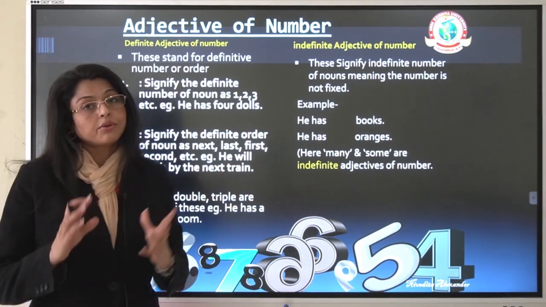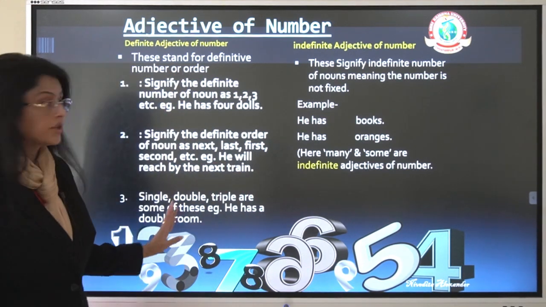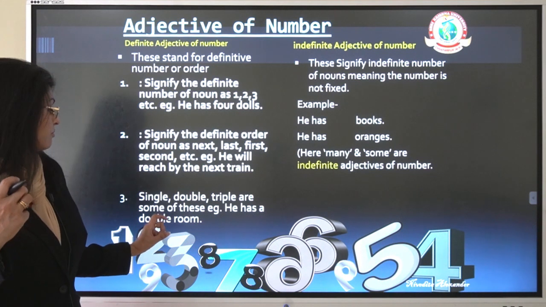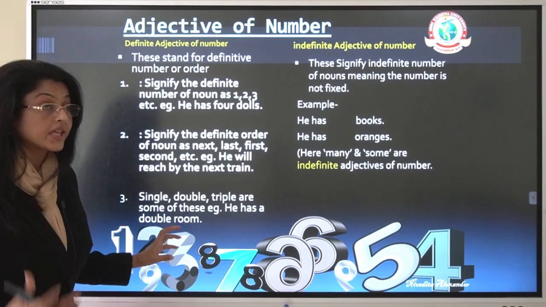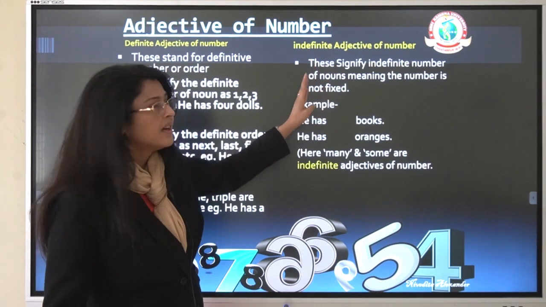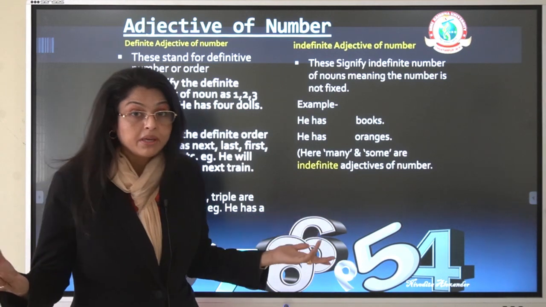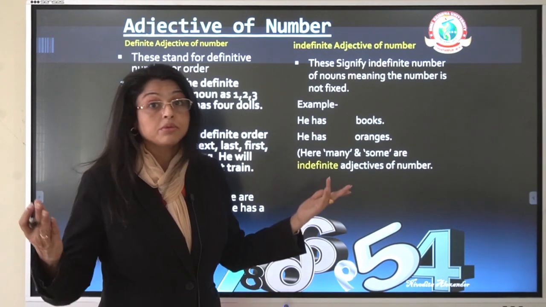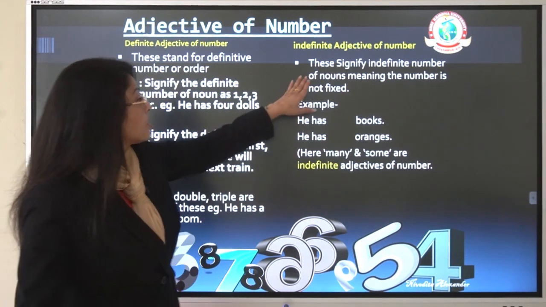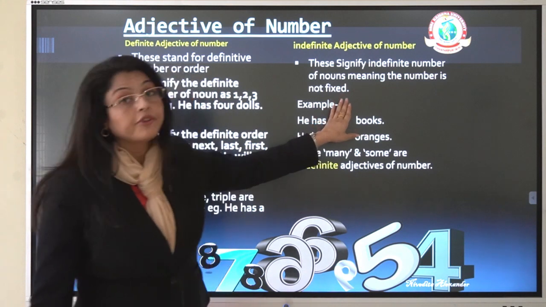Single, double, triple, all these things are definite. You are very confident and you know very well how much it is. But when you do not know, it becomes indefinite, like many people were there. Now, what does it mean? Many could be 100, 200, 1,000, anything. It's not a definite number. So this signifies an indefinite number of a noun, meaning the number is not fixed. Clear?